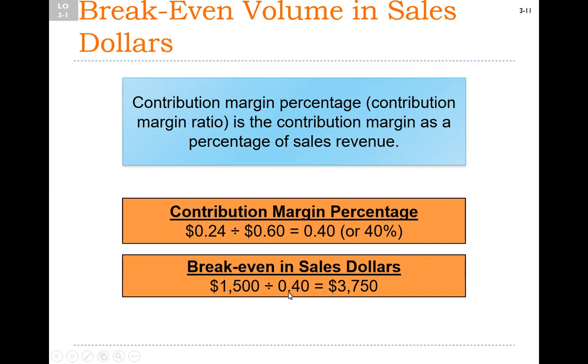Once you find that percentage, it does become the denominator in my formula to help me find break even in terms of dollars. So I'm still taking my fixed cost and I'm dividing it by contribution margin. It just depends on whether I need contribution margin per unit for break even in units, or contribution margin ratio, or the percentage, for break even in dollars.